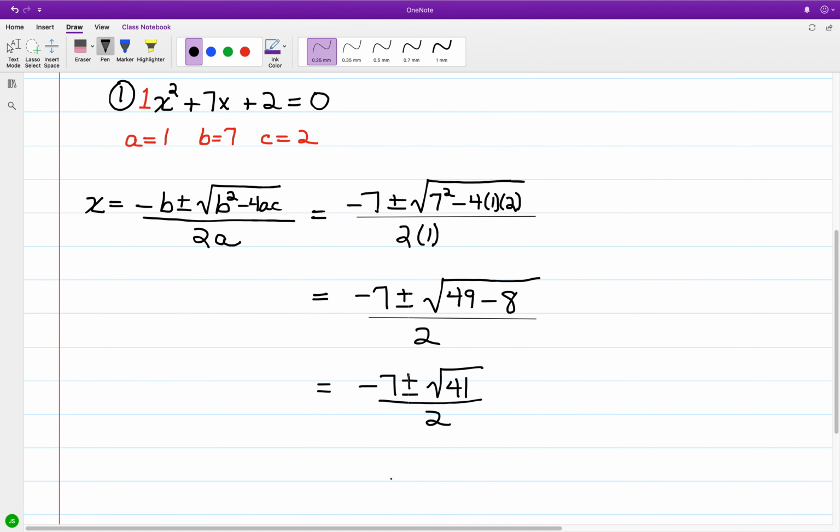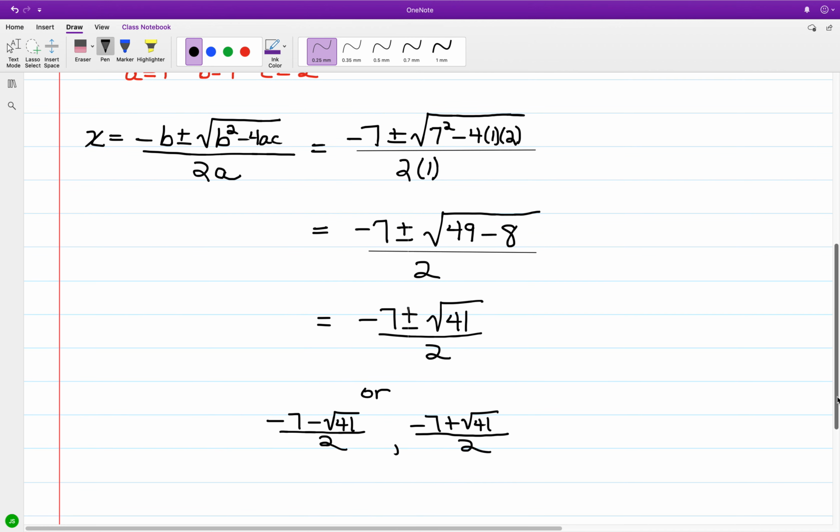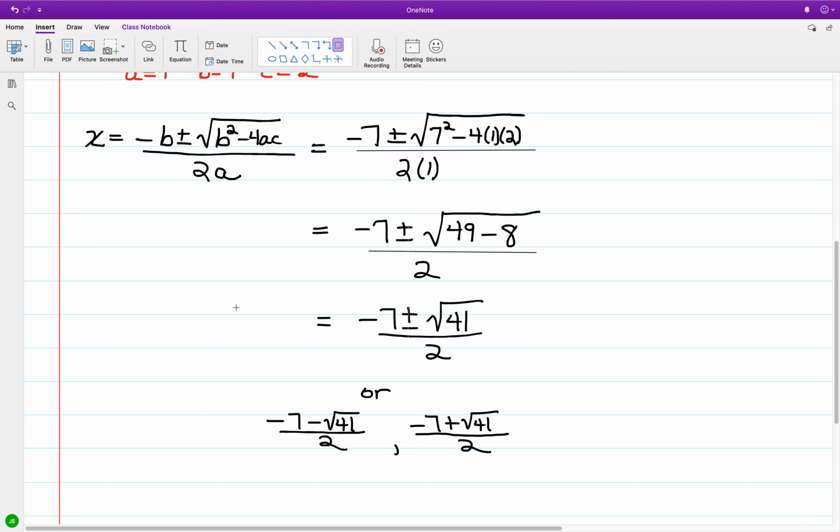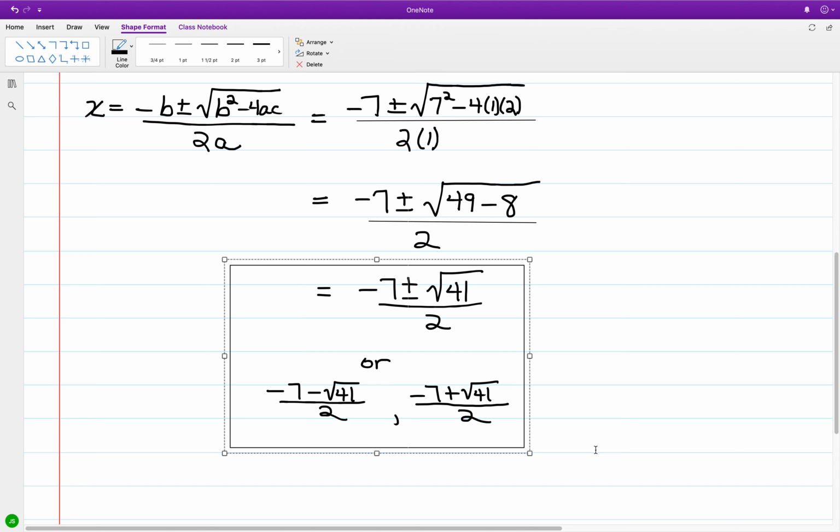And if we look at this in expanded notation, we have negative 7 minus the square root of 41 over 2 at the lower end, and at the upper end we have negative 7 plus the square root of 41, also all over 2. And so those would be your roots in solving for x. And both of these are irrational roots.